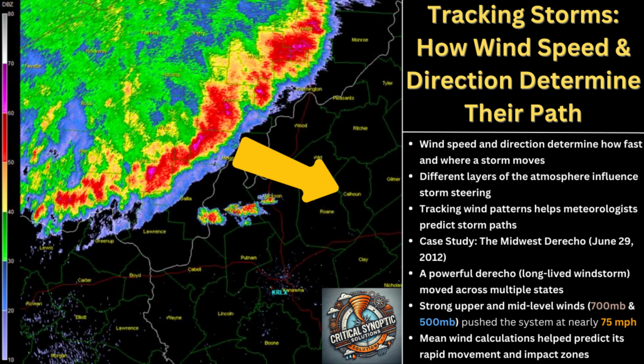But what made it so fast? Why did it take the path that it did? And most importantly, why do meteorologists predict where storms like this will go? In this video, we're going to explore how storm motion is influenced by different layers of the atmosphere, how we calculate something called the mean wind, and why factors like upper level winds and outflow boundaries can accelerate storms beyond what the mean wind alone predicts. By the end of this breakdown, you'll have a deeper understanding of how meteorologists track and forecast storm motion.